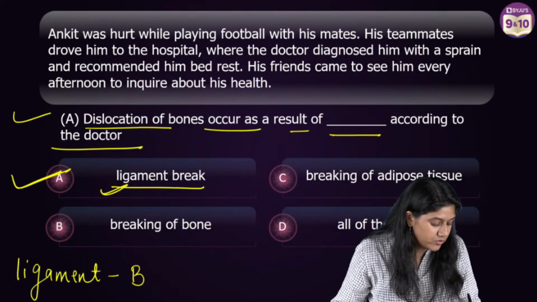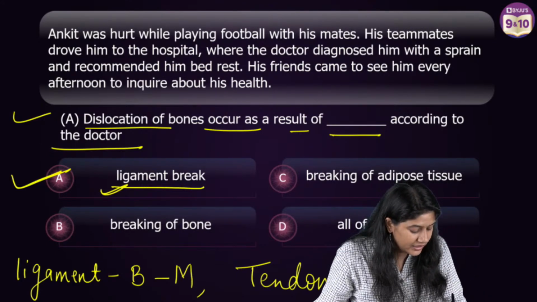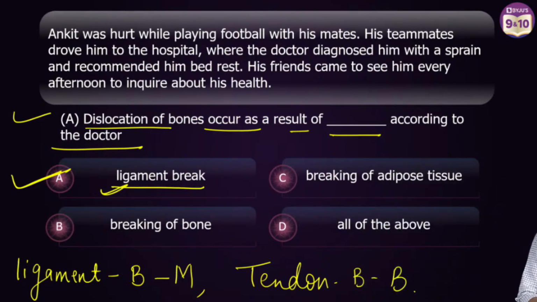Tendon is the connection between bone and muscle, and ligament is bone to bone. Yes or no? Take a screenshot. Is it correct? Correct or no?